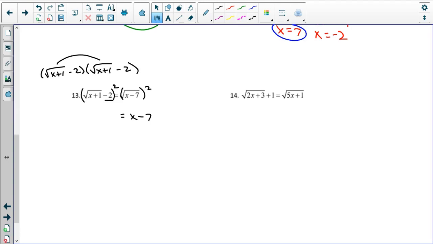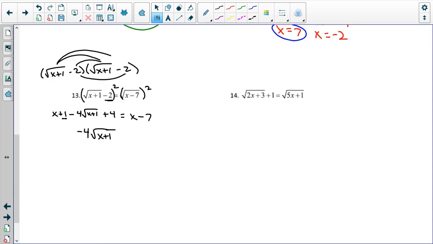Root x plus 1 times root x plus 1 is x plus 1. That's good. However, the middle two terms end up being negative 2 root x plus 1 minus 2 root x plus 1. So that's minus 4 times the square root of x plus 1. And then negative 2 times negative 2 is 4. So now I have to combine all my like terms, and I have to deal with the fact that I still have a square root in here.